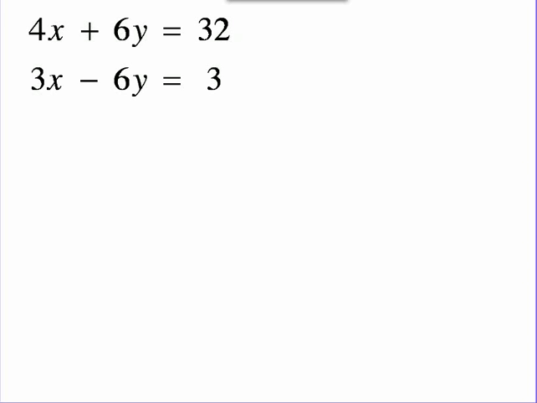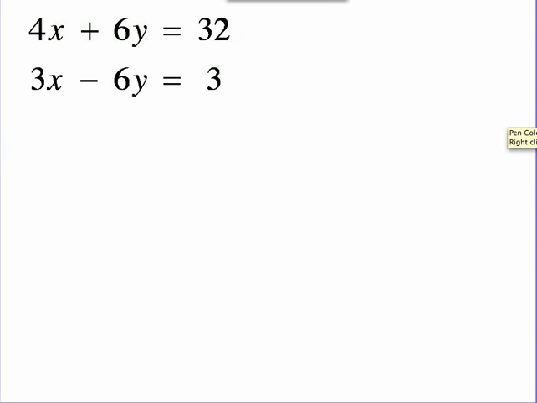So I've got 4x plus 6y equals 32, and 3x minus 6y equals 3. Now before we even start from the beginning, I want you to tell me, in just looking at these 2 equations, what do you notice? They both have a 6y. One is positive, one is negative.